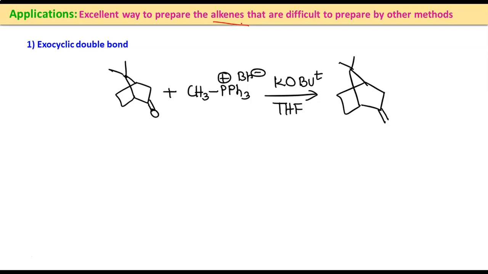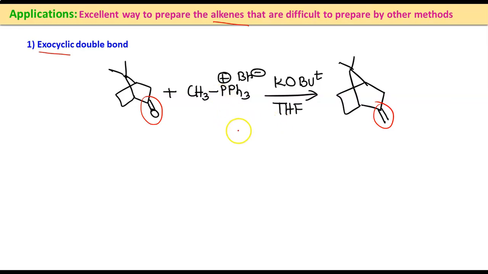The first point here is the example where we are making an exocyclic double bond. As you can see here, we have a carbonyl group, and that carbonyl group is changed to a CC double bond. This type of exocyclic double bond, that is, a double bond which is present outside the ring, is very difficult to make by other processes. But when we consider Wittig reaction, we can make it very easily.